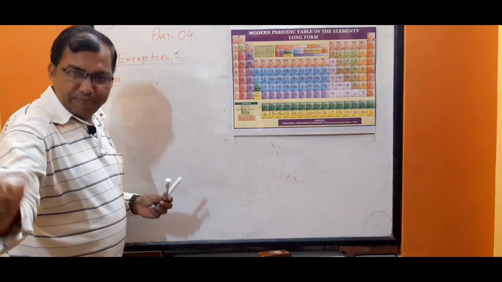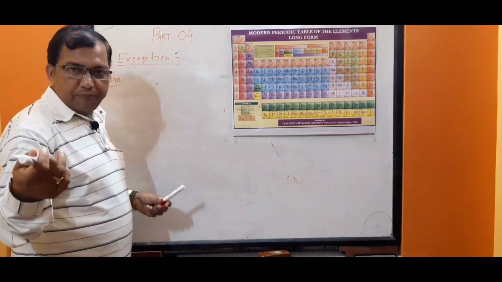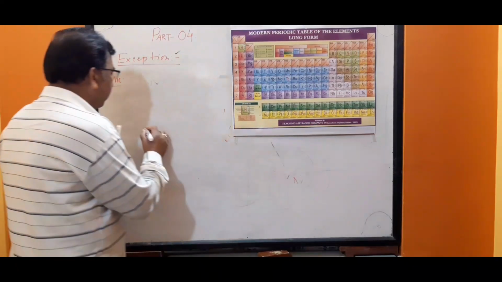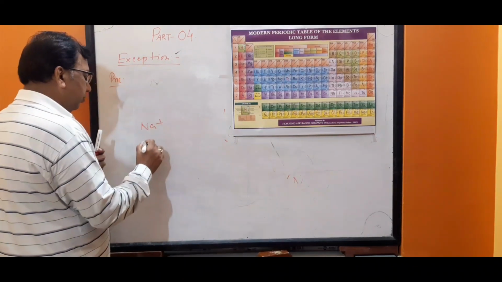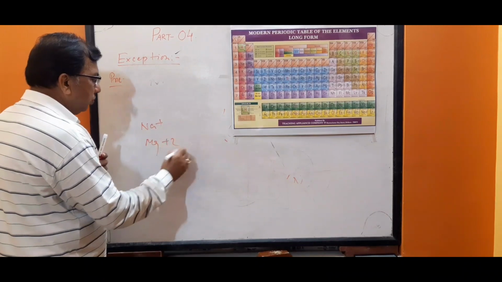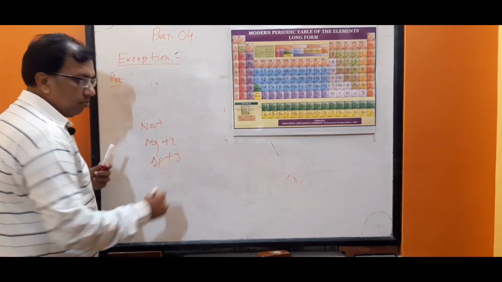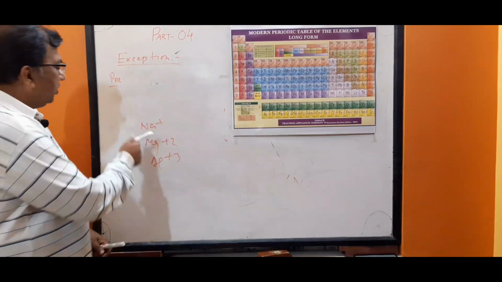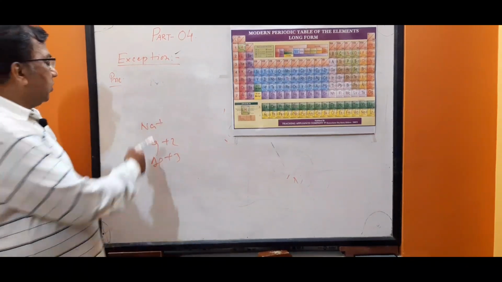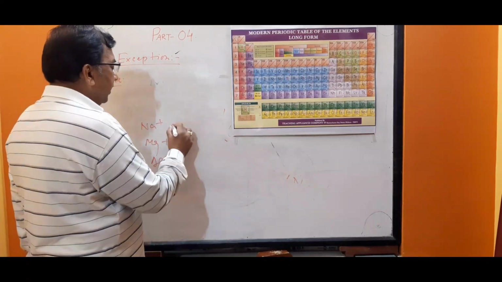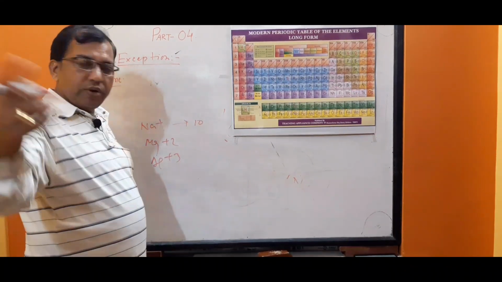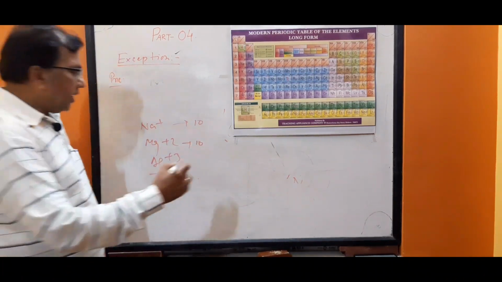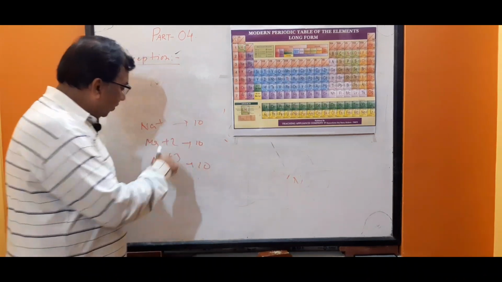Isoelectronic species, just a simple example. Suppose, see, Na plus, Mg plus 2 or aluminum plus 3. What is the difference? Number of electrons, how much is it? How much was sodium? 11, one lost, 10. How much was magnesium? 12, 2 lost, 10. How much was aluminum? 13, 3 lost, 10. So all are isoelectronic species.